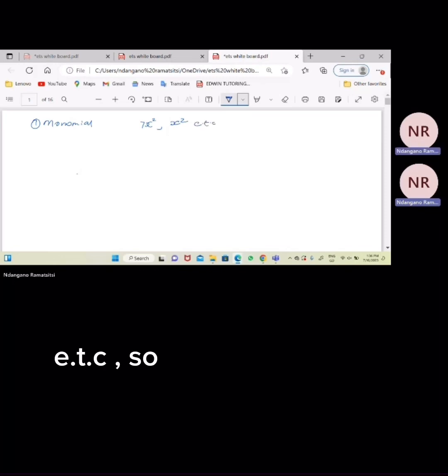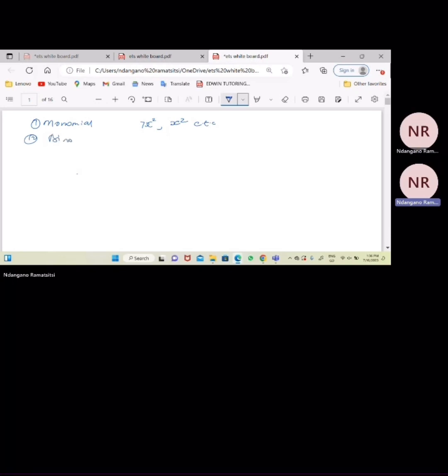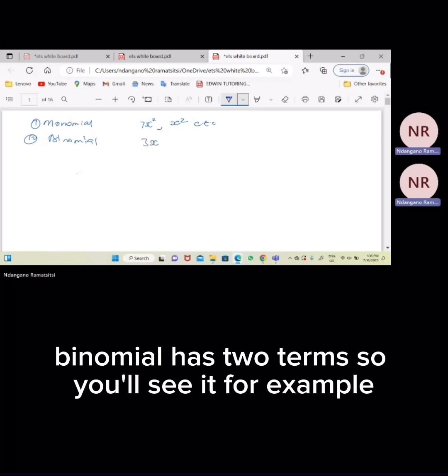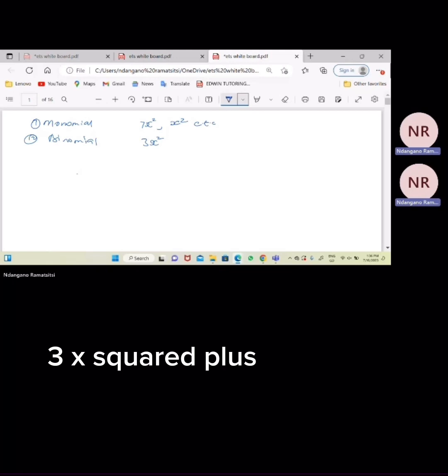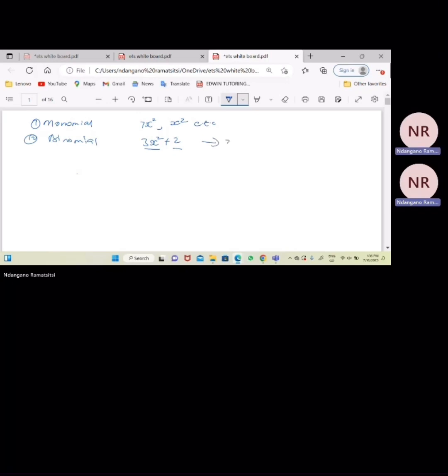Okay, number 2, we have binomial. A binomial has two terms. You'll see it, for example, 3x squared plus 2. It has 1, 2, two terms. Monomial has one term.